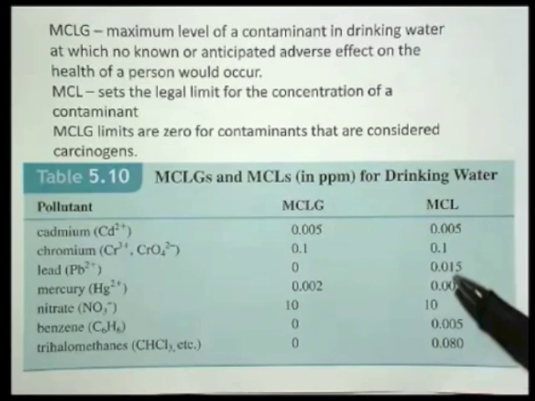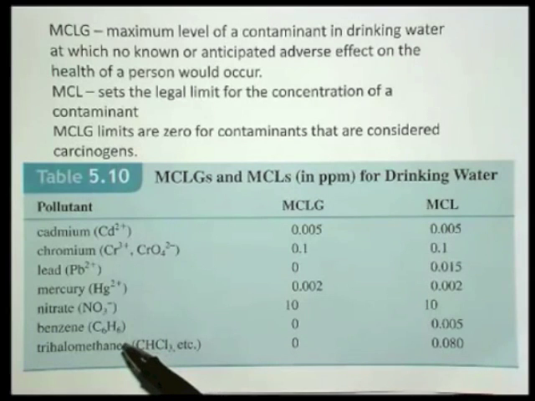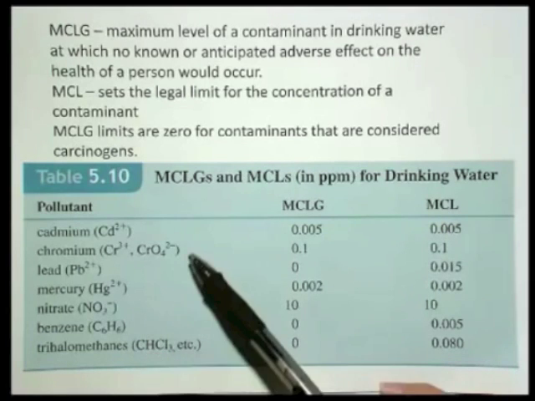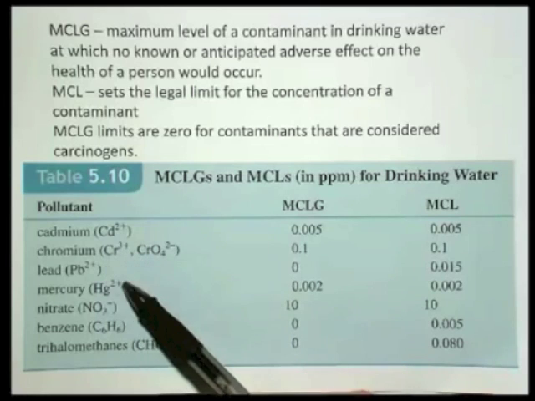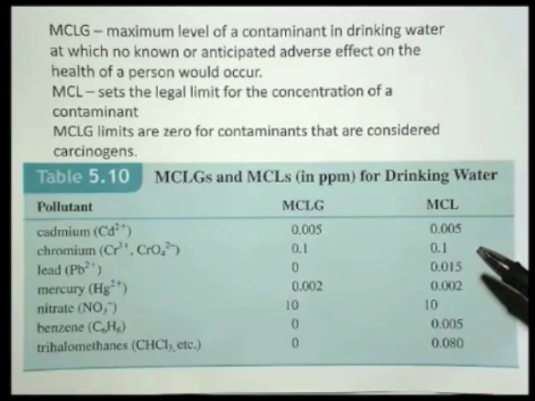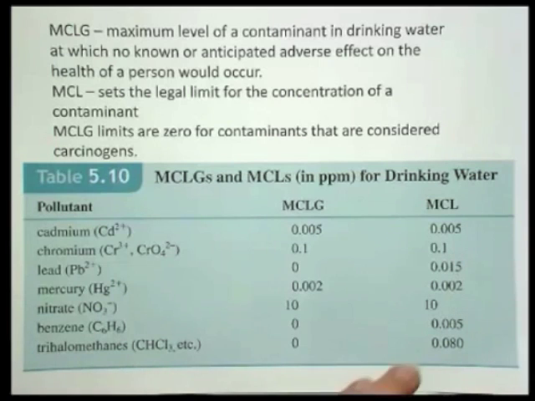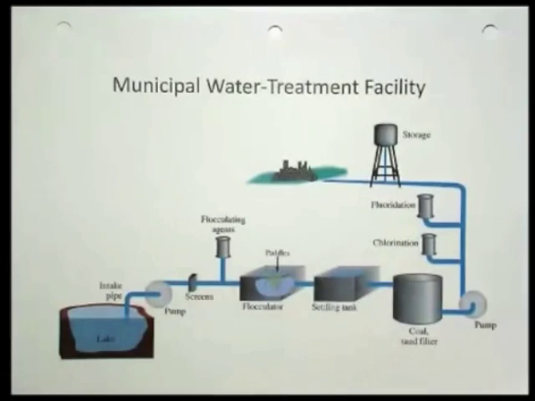All right, so there's lists and lists of all the different types of organic compounds, which these would be considered organic compounds, and these are considered heavy metals, and they're acceptable values. And so municipal water supplies would be tested for all of these different contaminants, and they would have to stay below those legal limits.